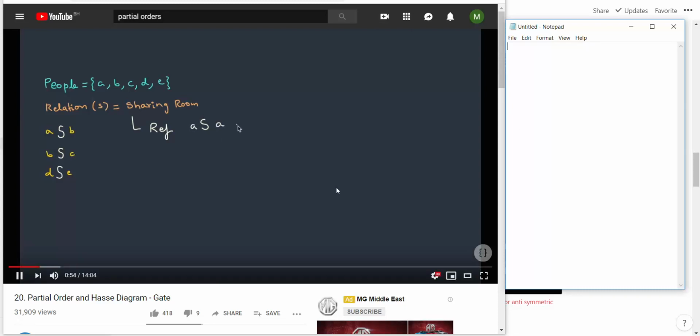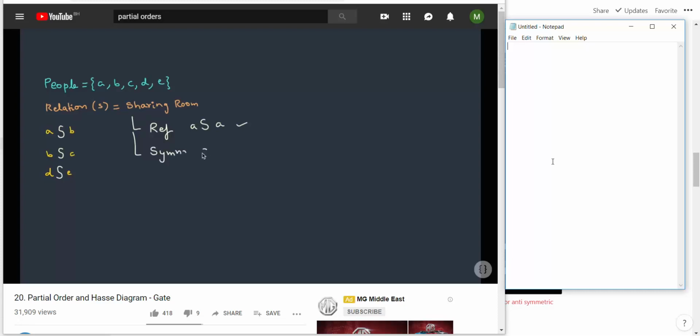Yeah, this is acceptable. How about symmetric? A shares a room with B. It also means that B shares the same room with A. This is also acceptable. How about transitive? So A shares a room with B and B shares a room with C. With this I could say A shares a room with C. This is also acceptable. So this is basically an equivalence relation.